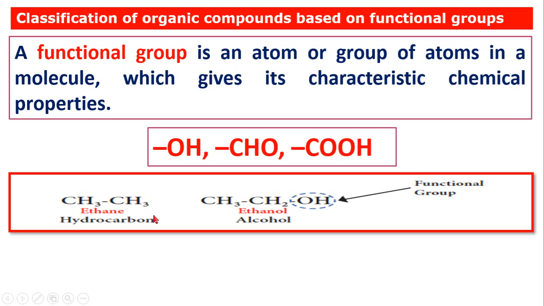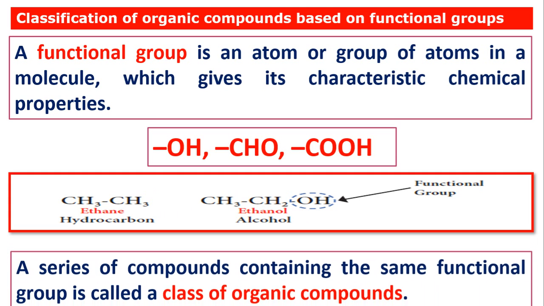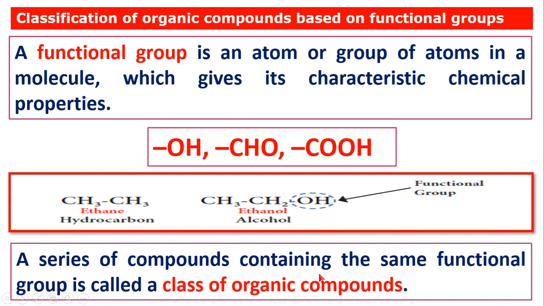In methane, CH4, you have to replace one hydrogen and the functional group is attached, that is methyl alcohol. In propane, one hydrogen is replaced and the functional group OH is attached, that is propyl alcohol. So, methyl alcohol, ethyl alcohol, propyl alcohol, butyl alcohol. So, the series of compounds containing the same functional group is called a class of organic compounds.